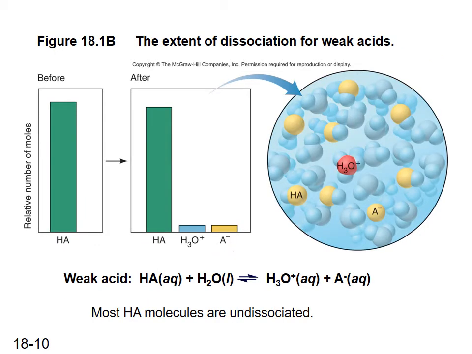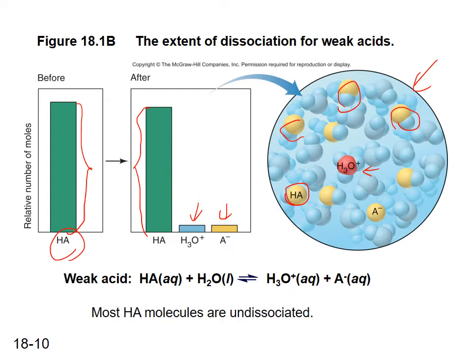This diagram shows the extent of dissociation for weak acids. Before the acid is dissolved in water, that's the relative number of molecules of the weak acid. After it dissolves in water, you can see almost all of them remain unreacted. There's only a small amount of hydronium ion generated, plus the anion. At the molecular level, you can find a lot of acid molecules unreacted. There are a small amount of hydronium ion and anion in the solution.